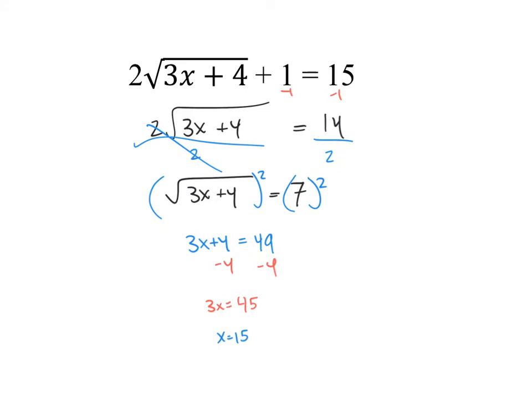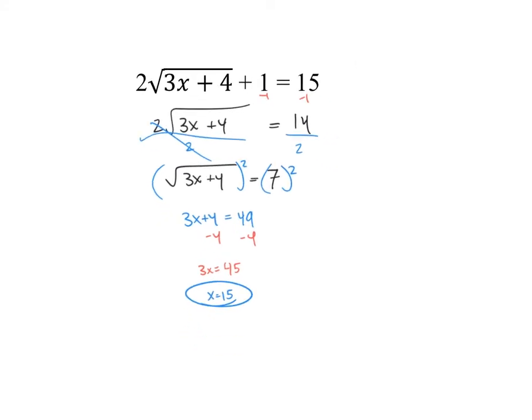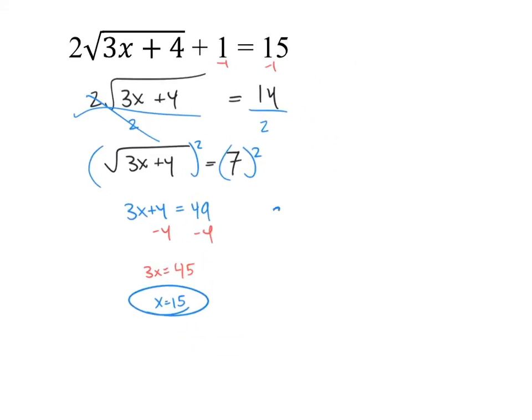Now remember, we must check this x is equal to 15 back in the original version. So I've got 2 times the square root of 3 times 15. Let's see what happens. 3 times 15 is 45. 45 plus this 4 is 49.